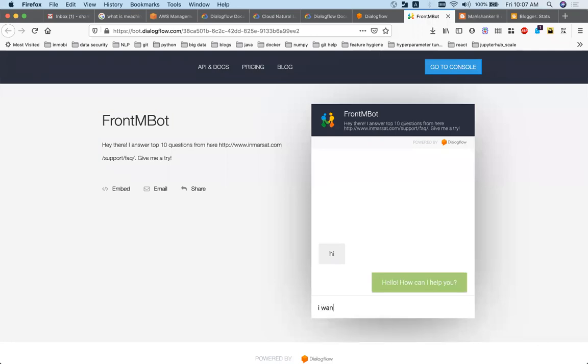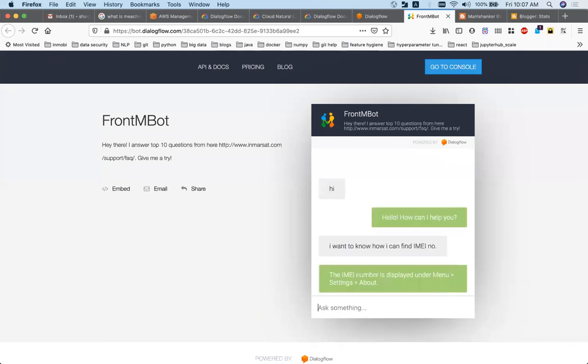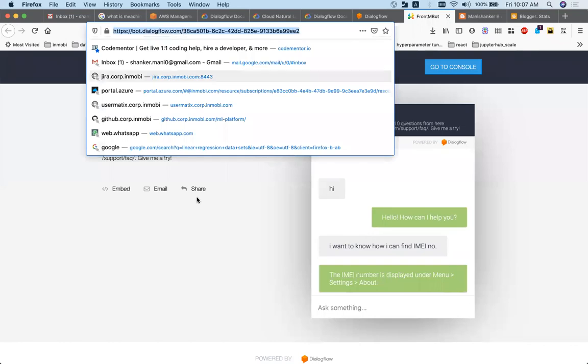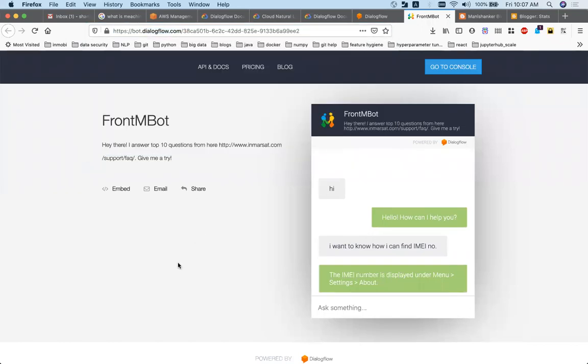I want to know how I can find the IMEI number. IMEI number is displayed under menu, settings, about. Very simple chatbot. You can just give this URL in your resume somewhere. They will also go and figure out, okay, this guy knows how to build a simple chatbot. So companies actually like these skills, where you're not only saying that I know machine learning, but you're also showing that you can build a simple chatbot using Google Dialogflow. So that sort of structure.